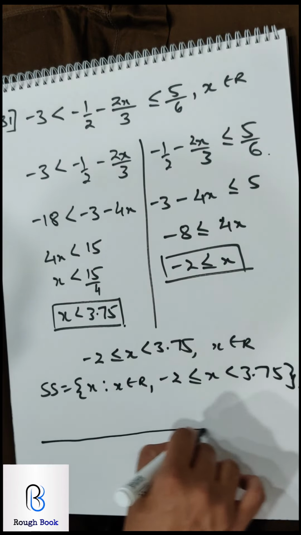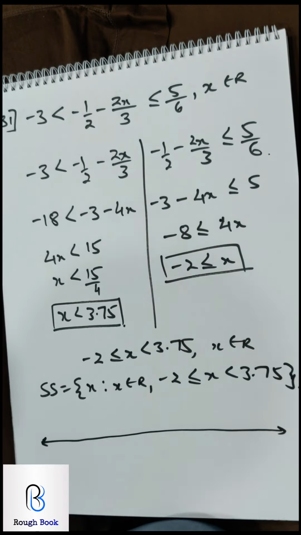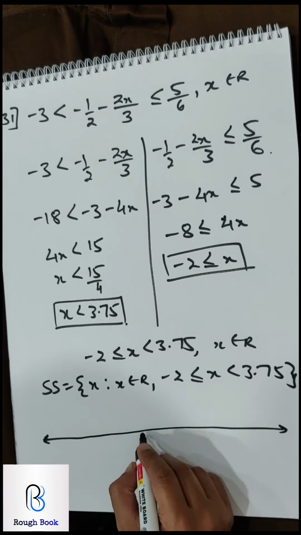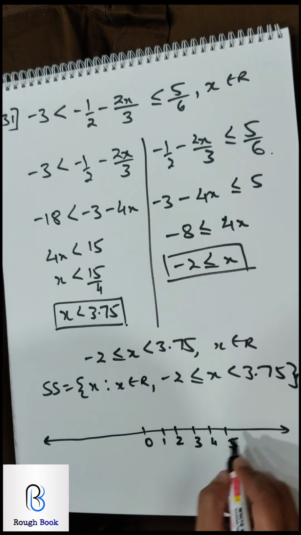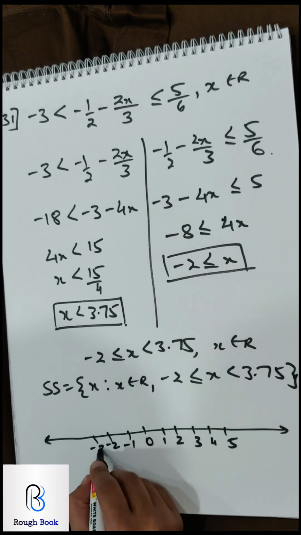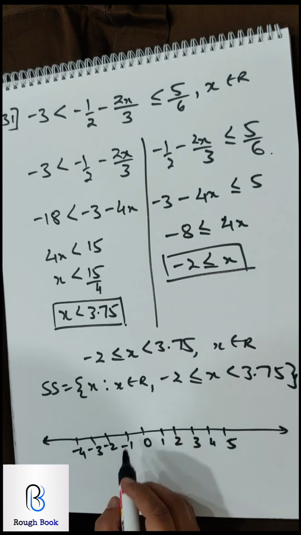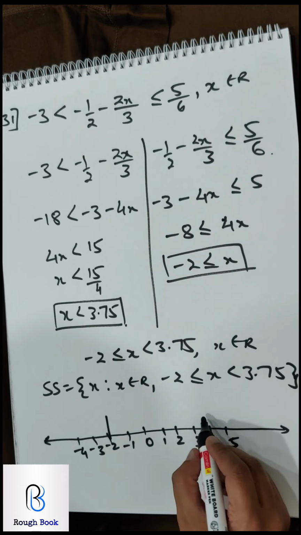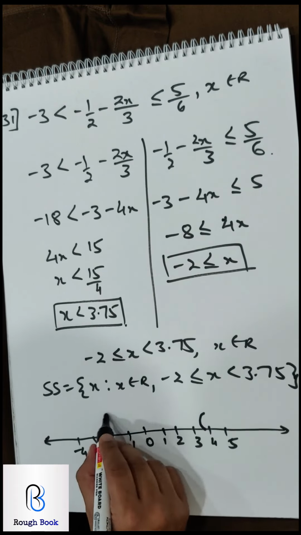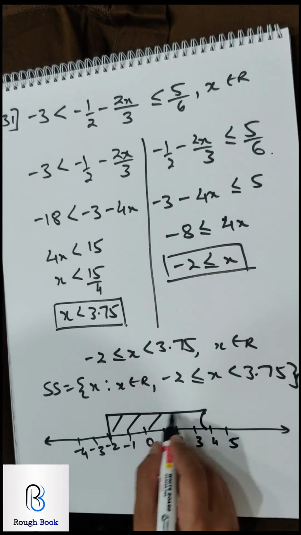And my number line accordingly. Remember the IC method. I hope everyone does it that way only. 0, 1, 2, 3, 4, 5. Minus 1, minus 2, minus 3, minus 4. So minus 2 is inclusive, therefore I. 3.75 not inclusive. So C. Connecting the two and shading it.